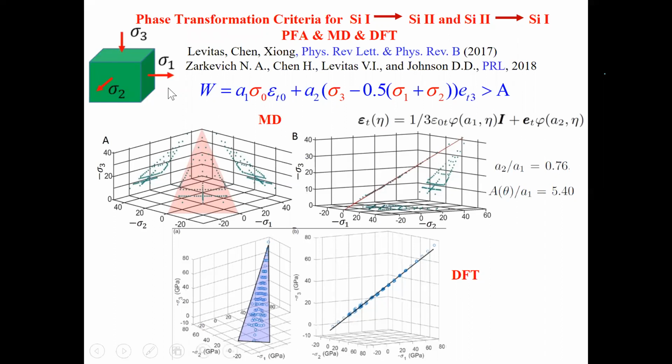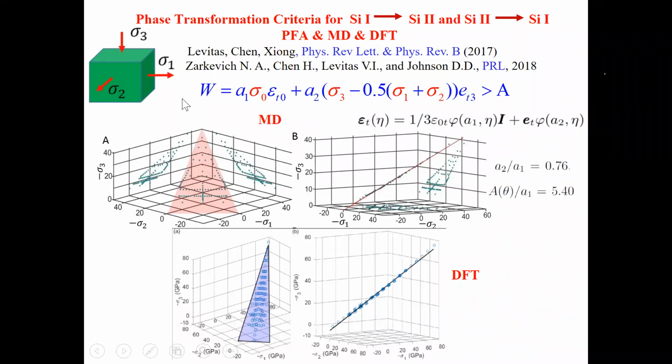So let's consider first loading. This is an example for silicon 1 to silicon 2. It's cubic to tetragonal geometrically. And let's consider loading with 3 normal stresses, normal to the faces of the cubic phase.